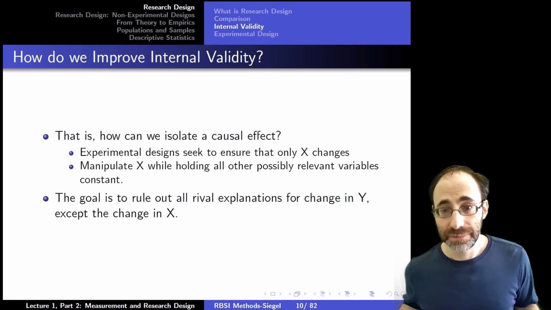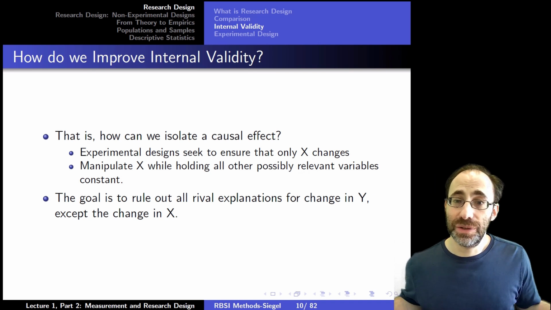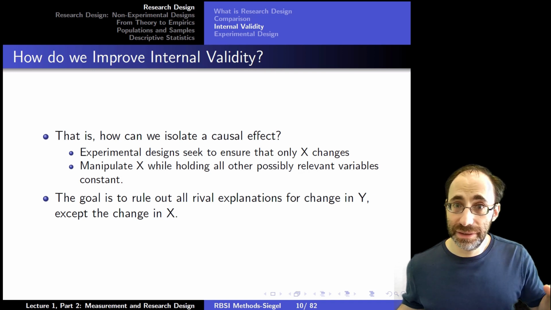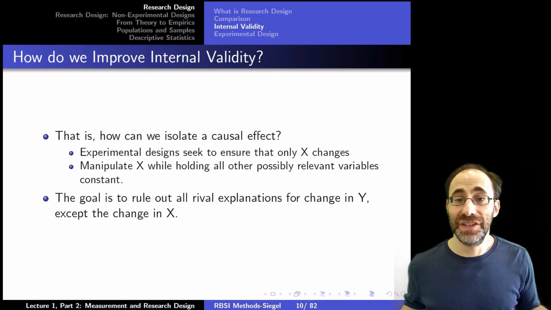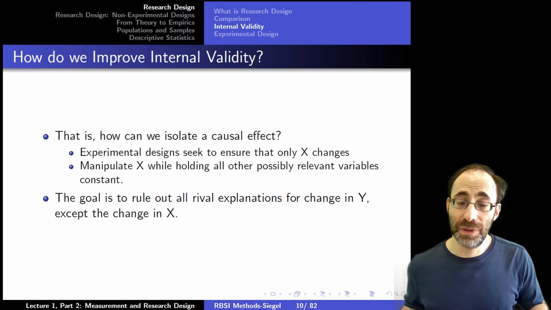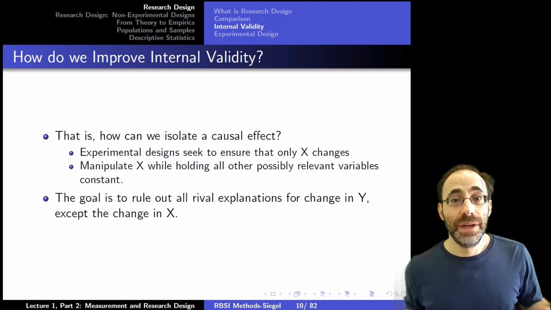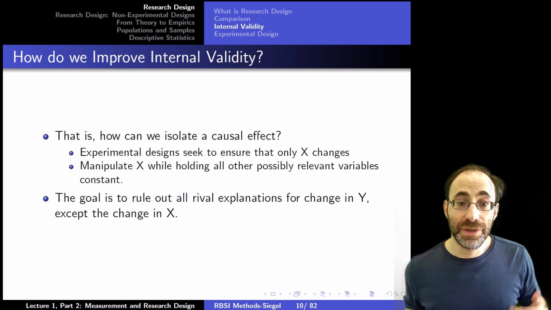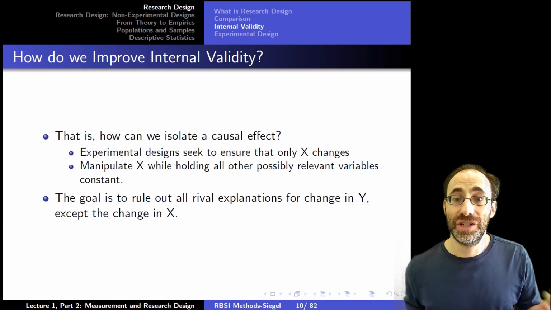Right? That's the goal. The goal of all the stuff we do is to get as close as possible to that gold standard. It's to take a large population, split it at random into groups, and manipulate the treatment, the X, the independent variable, in only one of those groups, and to see if there's a change, the difference between the group you manipulated and the original control group. The goal, of course, is to rule out all rival explanations for the change in Y, except for the change in X.